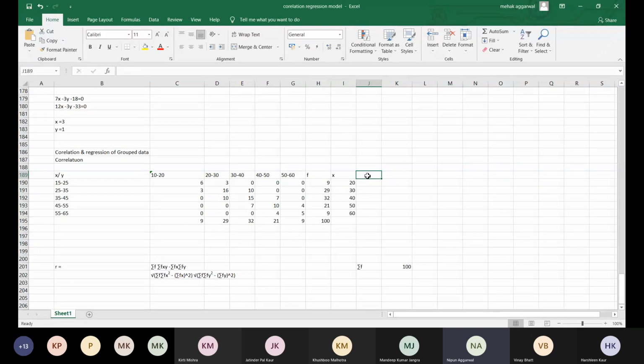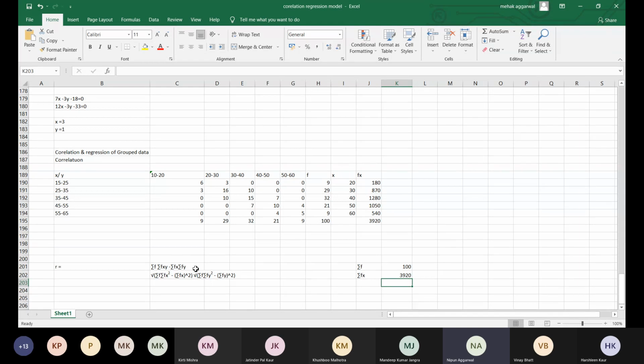Now you want to calculate summation fx. So first you have to calculate fx. So fx is equal to this multiplied by this. So this is your fx, f into x. In the same way you have to calculate all fx's and then the sum of fx. Summation of fx is 3920. So this becomes your summation of fx.